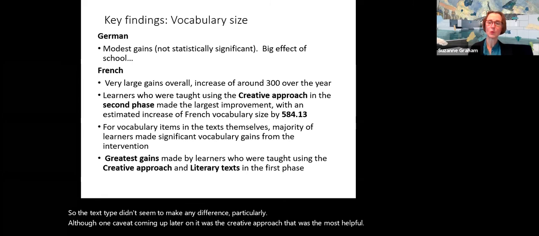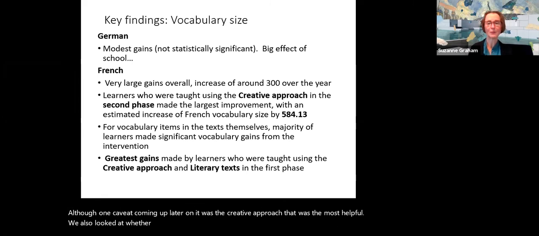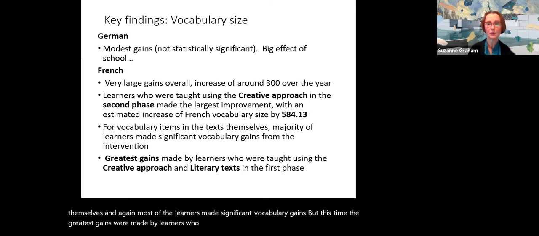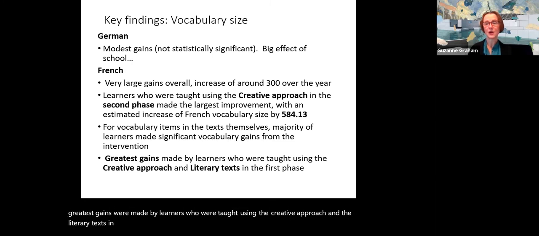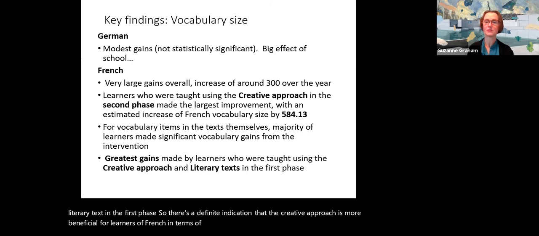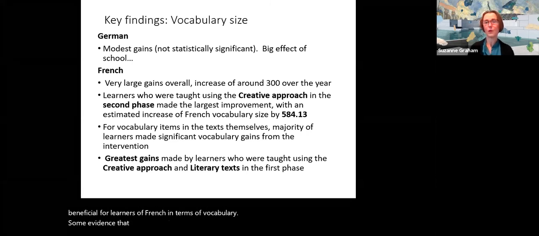We also looked at whether learners learnt the vocabulary items that were introduced in the texts themselves. And again, most of the learners made significant vocabulary gains. But this time, the greatest gains were made by learners who were taught using the creative approach and the literary text in the first phase. So there's a definite indication that the creative approach is more beneficial for learners of French in terms of vocabulary, and some evidence that the poems were the most beneficial.